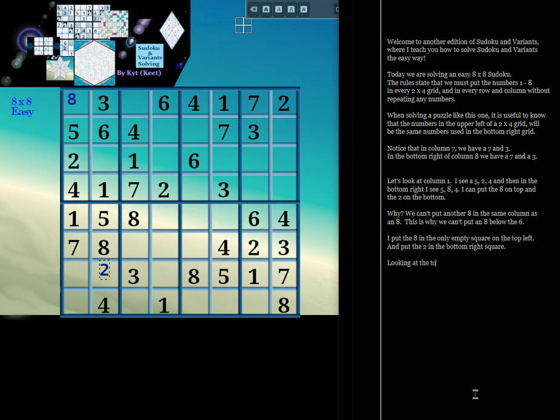Looking at the top grid, we are only missing one number. I simply count until I can't find a number. That's 1, 2, 3, 4, 5, 6, 7 is missing, and that is the number I fill in.